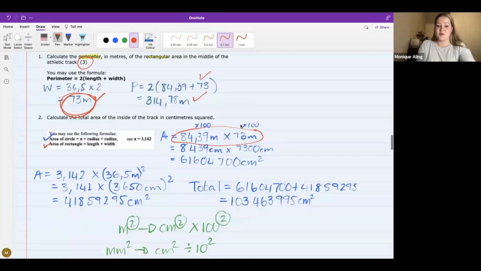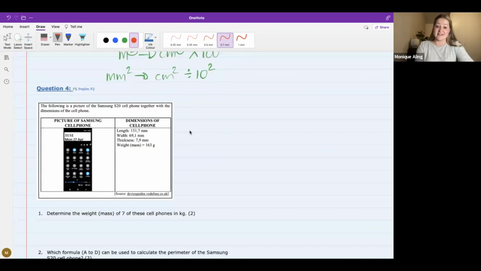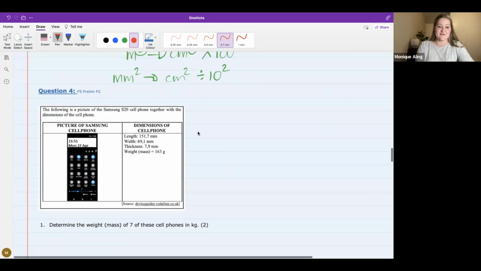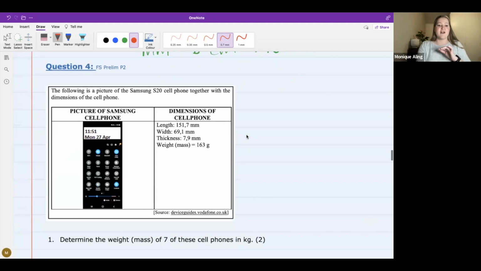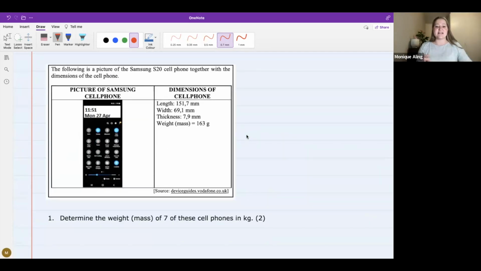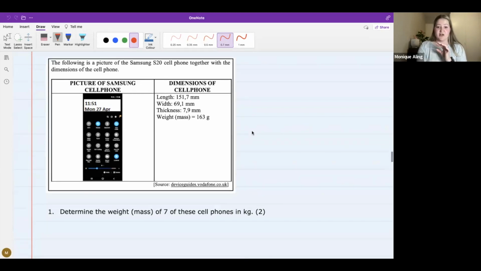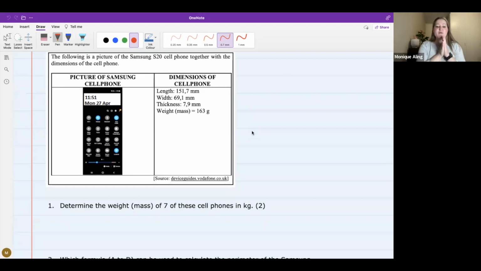All right, let's move on to hopefully a better, not so hectic question. Let's look at question 4. So this comes from the Free State prelim of last year. The following is a picture of the Samsung S20 cell phone together with the dimensions of the cell phone. Okay. We've got our cell phone on the left-hand side. We've got our dimensions, the length, the width, the thickness, the weight of the phone. Question 1. Oh, lovely. Determine the weight or the mass of 7 of these cell phones in kilograms.